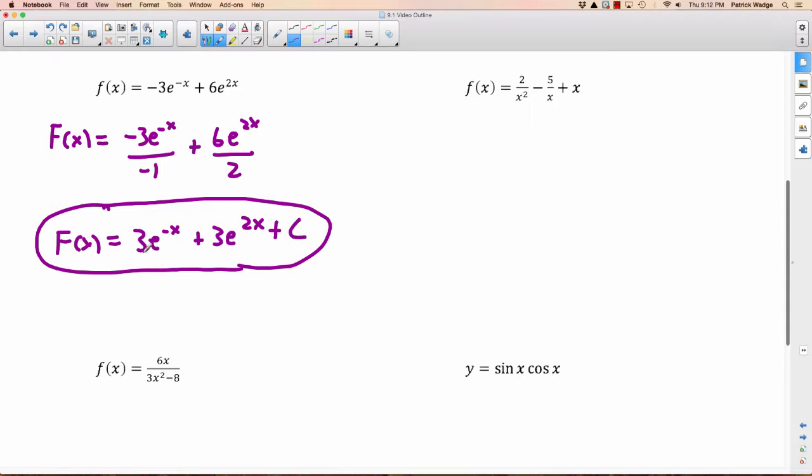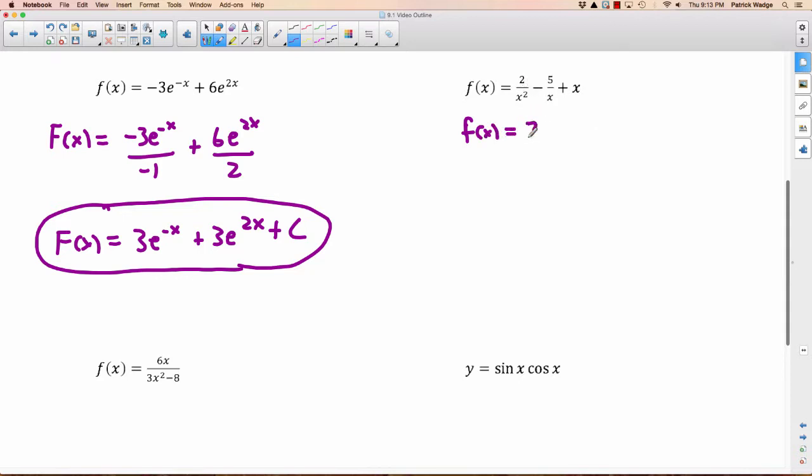Don't forget the constant. If we were to take the derivative of this, it would be 3e to the negative x, but we'd have to multiply by negative 1, the derivative of the inner function. So we'd have negative 3e to the negative x. Perfect. For this one, we would have 3e to the 2x, but then we'd multiply by 2, the derivative of the inner function, so this becomes 6e to the 2x, exactly, plus c, because the derivative of a constant is just 0. Done.